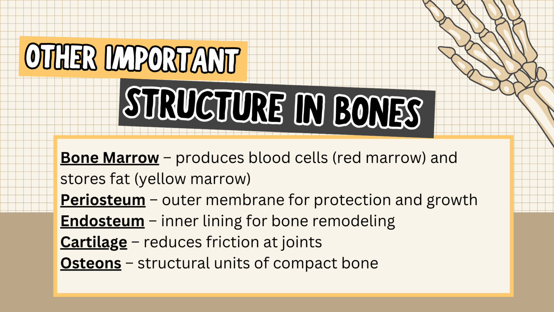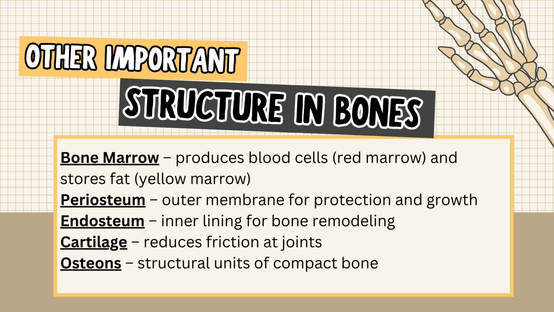Bone marrow is the soft tissue found inside bones. It produces blood cells such as red blood cells that carry oxygen, white blood cells that fight infection, and platelets that help stop bleeding. In a way, your bones are also tiny blood cell factories.